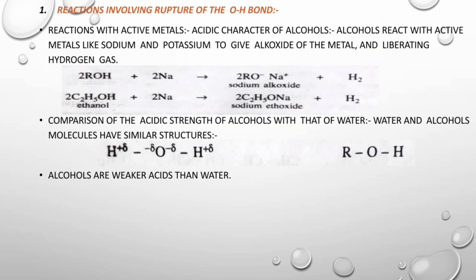And here is an example: 2C2H5OH, that is ethanol, plus 2Na, that is sodium. On reaction it gives 2C2H5ONa, that is sodium ethoxide, plus hydrogen gas. The hydrogen atom of the hydroxyl group of alcohols is displaced by active metals in this reaction. This reaction shows that the hydrogen atom of the OH group in alcohols is acidic in nature. The acidic nature of alcohols is due to the polar character of the oxygen-hydrogen bond, the OH bond.